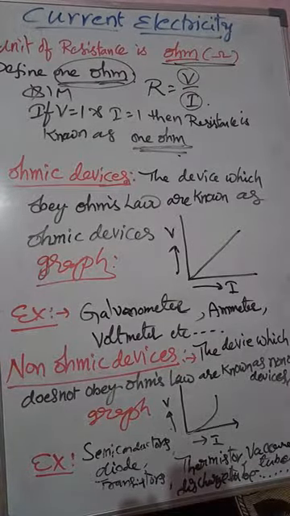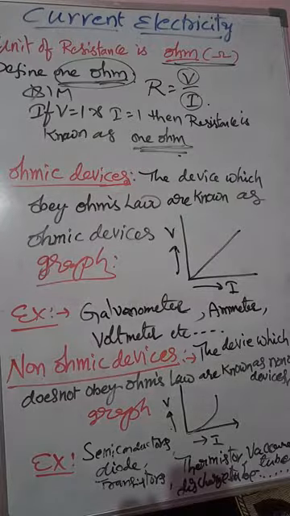Clear? Ohm's law. What is Ohm's law? At constant temperature, V is directly proportional to I. So V proportional to I, V equal to IR. R is called resistance, the proportionality constant. Clear? The unit of resistance is ohm. Can you define 1 ohm? 1 volt potential difference across the conductor, then the current flowing through is 1 ampere, then the resistance offered by the conductor is 1 ohm.